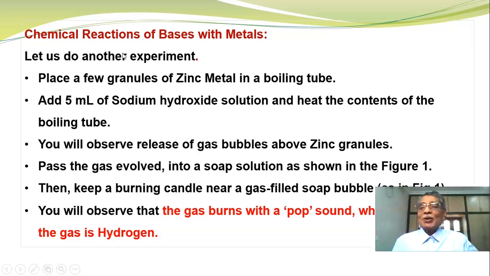Here also, let us do an experiment. Place a few granules of zinc metal in a boiling tube. Boiling tube means it can withstand high temperature. Add 5 ml of sodium hydroxide solution and heat the contents of the boiling tube. What do you have in the boiling tube? Zinc metal and sodium hydroxide solution. You will observe release of gas bubbles above zinc granules here also. Pass the gas evolved into a soap solution as shown in figure 1. Already I have shown it in figure 1.